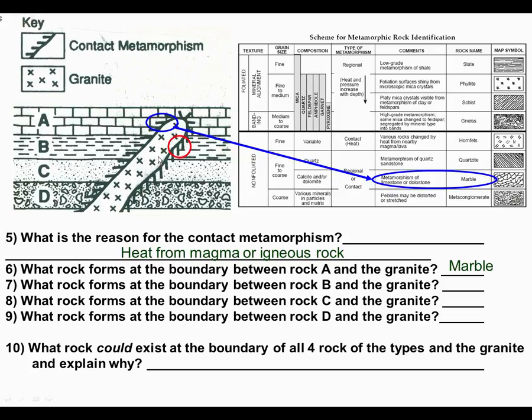So we have what's happening here. So the contact metamorphism, this is shale, so I look for specifically slate, and slate then becomes schist right there.